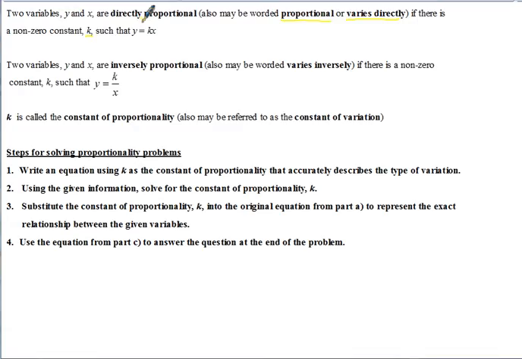And k, this constant here, has a special name. It's called the constant of proportionality, or sometimes the constant of variation. So the general steps for solving these proportionality problems I put down here. You're going to first usually try to write an equation using k as the constant of proportionality that accurately describes the type of variation. Then step 2, using the given information, solve for the constant of proportionality k. Then step 3, substitute the constant of proportionality k into the original equation from part A to represent the exact relationship between the given variables. And then use the equation from part C to answer the question at the end of the problem. So they don't all follow this exact pattern, but a lot of them follow this.